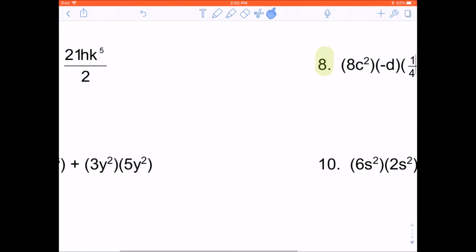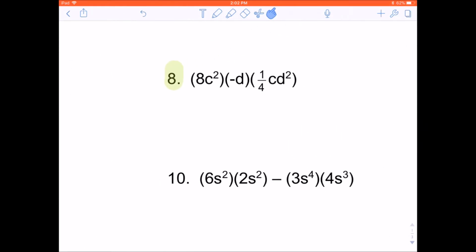Let's look at another example here. Let's look at number 8. Again, let's break it down into two parts. Let's multiply our big numbers, our coefficients. Then we'll multiply our exponents using the law of exponents. 8 times negative 1 is negative 8. But if I take negative 8, use the calculator if you need to, and multiply that times 1/4, you get negative 2.